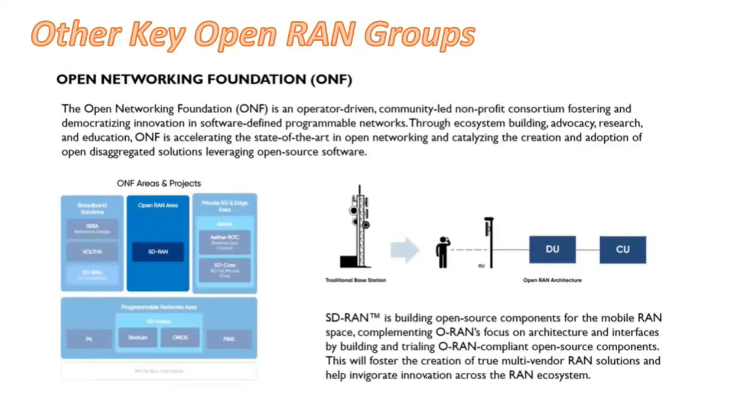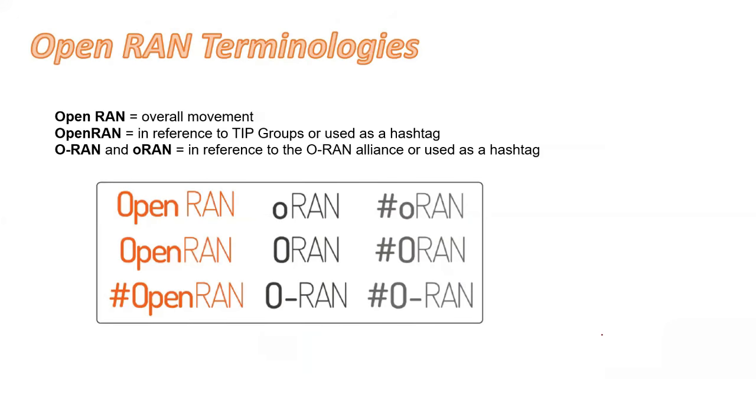Then we have other key open RAN groups. Here you can see the Open Networking Foundation and the SD-RAN, software defined RAN. This is also part of open RAN, and it uses components of the mobile RAN space, complementing O-RAN's focus on architecture and interfaces. So this is also a kind of open RAN group. You have seen various terminology in the market, like Open RAN with a space, OpenRAN without a space, and O-RAN. There is a small difference between all these three terms, so let's see the meaning of each term.